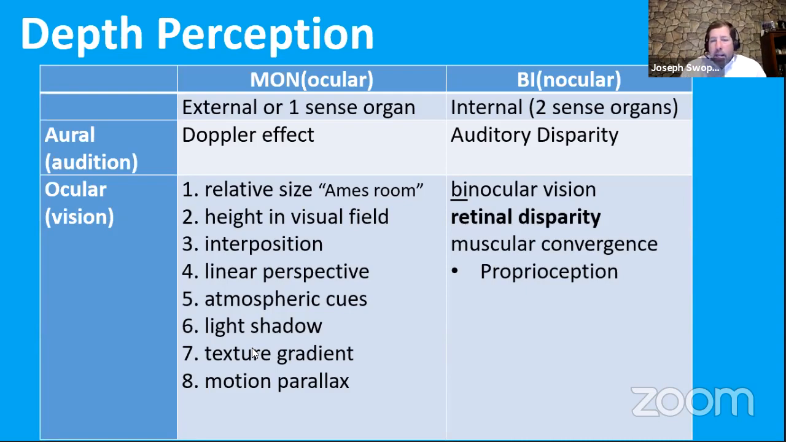Okay, binocular vision. Obviously you're going to compare the two signals from your eyes. Remember, you have two eyes, they're each sending a signal to your brain. Your brain takes those signals and compares them. And we call that retinal disparity. Remember, disparity means difference between the retinal signals.